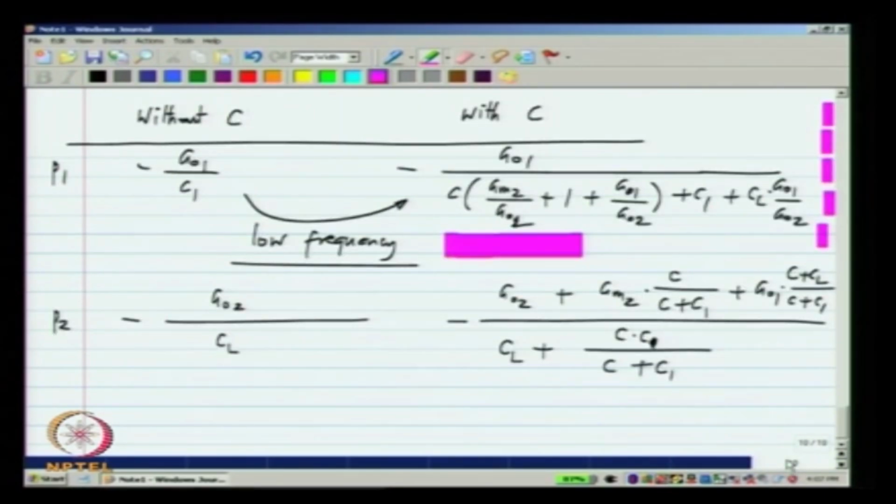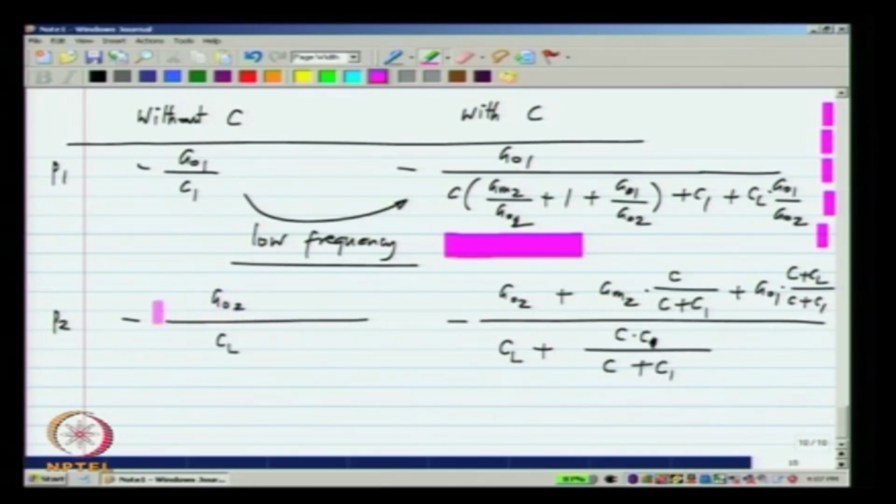Now, when we do have the C, we will get these pole values, this complicated thing here and that complicated thing there. And this first one we made intuitive sense out of by seeing that it is GO1 divided by some other capacitance. Initially we had GO1 by C1, now we have GO1 by C1 plus Miller multiplied C. And we also saw why Miller multiplication happens.